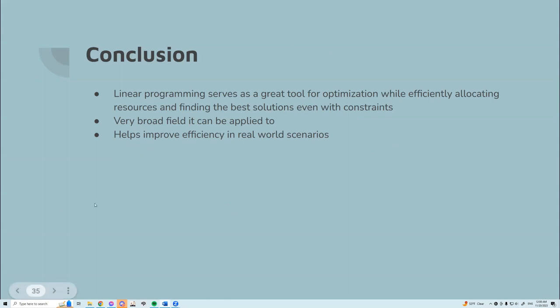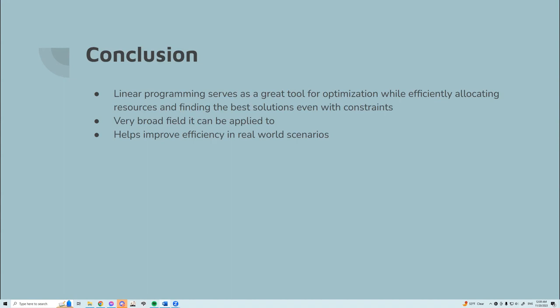So, conclusion: linear programming serves as a versatile tool for optimization. It offers a very structured and mathematical approach to allocate resources as efficiently as possible. It can also solve a lot of really difficult or complex decision-making problems and find the best optimal solutions within defined constraints. There are a lot of applications for it, as we've seen from the examples, from logistics and manufacturing to finance, transportation, etc.